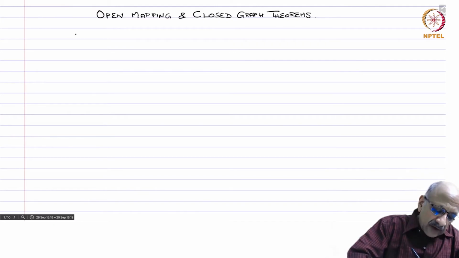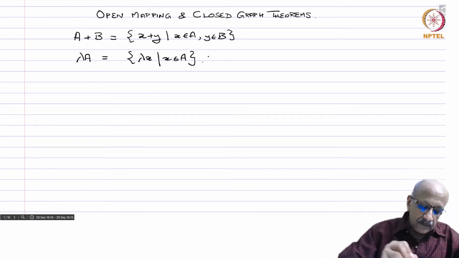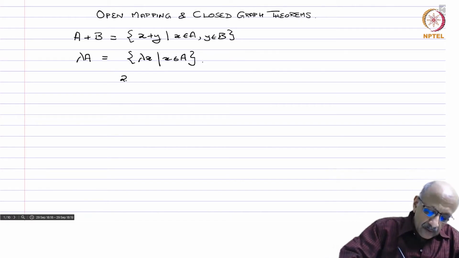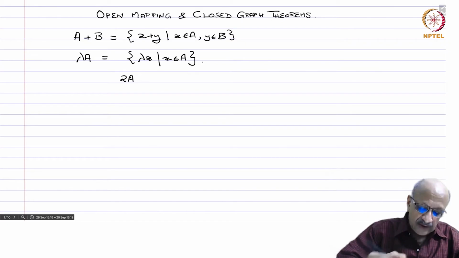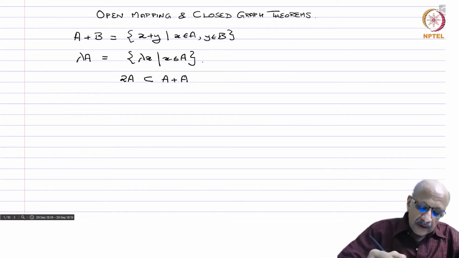If you have a vector space and two sets A and B, then A plus B is nothing but the algebraic sum, the set of all x plus y, where x is in A and y is in B. Similarly, if lambda is any scalar, then lambda A is the set of all lambda x, x in A. If you take 2A, this is the set of all elements of the form 2x. That is x plus x, and so it is contained in A plus A. So 2A is always contained in A plus A. This is always true. But the converse need not be true.